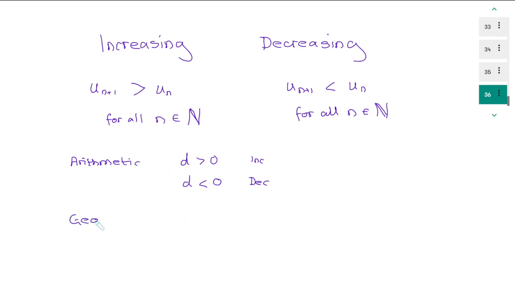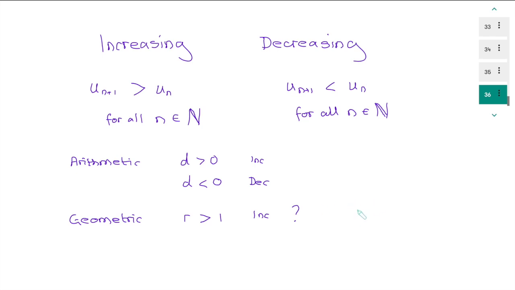Geometric, maybe not so. So let's think about this. We've got a geometric sequence, so remember that's where we're multiplying by a number each time, and we call the number r the ratio. If r is positive and is greater than 1, so we're multiplying each time by a number that's bigger than 1, well, we're going to have an increasing sequence, aren't we? Each number is going to be bigger than the last. Have we missed something here?